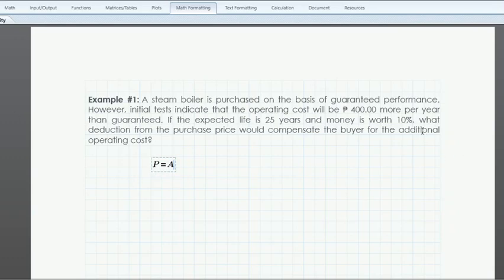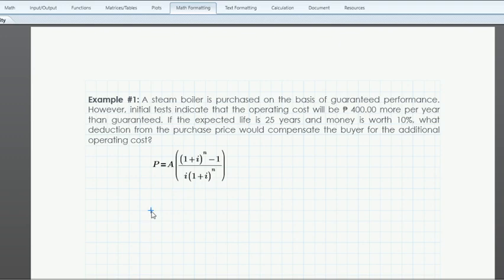So, ano ba yung interest rate na binigay? We are given 10%. So, yung 10% na yon, wala naman sinabi na compounded continuously. Tama? So, kung wala siyang nabanggit na compounded continuously, then, yung walang mathematical expression ang gagamitin natin. So, we have A times 1 plus I raised to N minus 1 all over I times 1 plus I raised to N again. So, that is positive N. So, ito yung gagamitin nating formula.